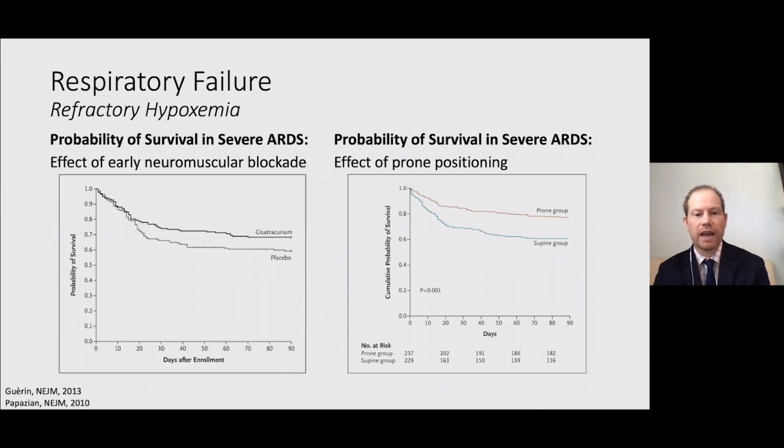In terms of the evidence base, in ARDS in general, both paralysis with cisatracurium, which you see on the left side, and proning, which you see on the right side, when done early in the course, have been shown to be associated with improved survival in ARDS and have really become mainstays in our therapy for patients with ARDS in general and with COVID-19 related ARDS.